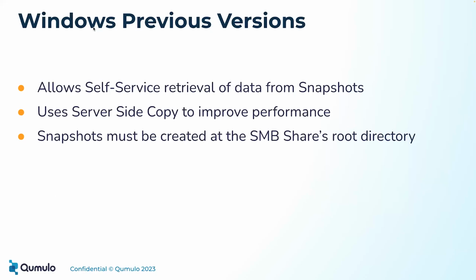And for your Windows users, you do have support for previous versions. So this allows self-service. You can actually just go right into there and grab the data yourself. It uses server-side copy, so the copy is happening completely behind the scenes inside of the cluster itself, not through your client. And the one catch for this, though, is that snapshots, to be seen by previous versions, have to start at the SMB share, the root of the SMB share.